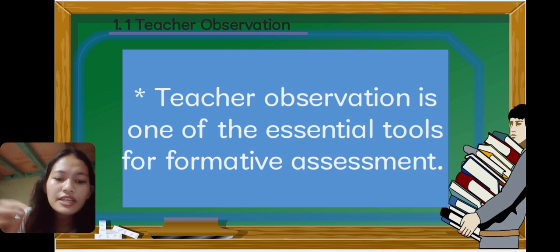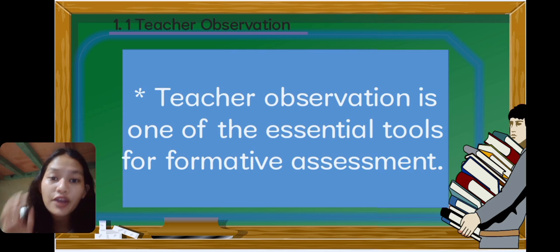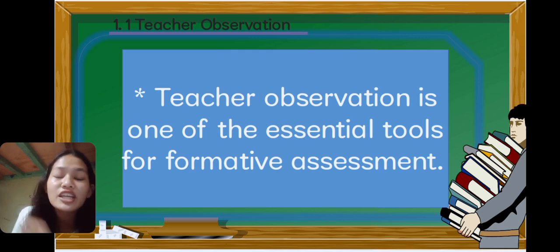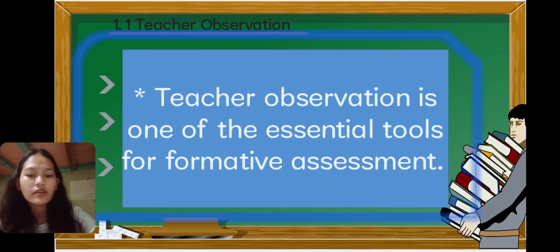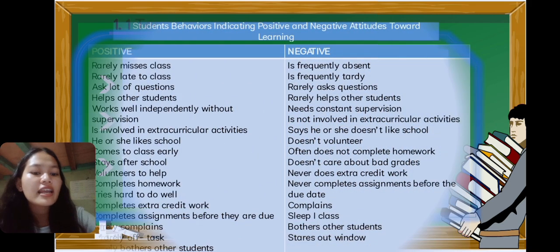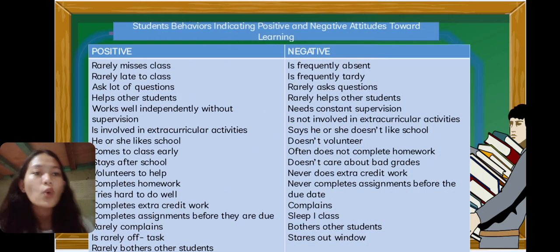We have to classify those and create a separate list of the positive students' behaviors and another list for the negative students' behaviors. I have here a table. Next na slide na ito, there is a table that will serve as the initial or starting point of what will be observed. Contained in the table below are some possible student behaviors indicating positive and negative attitudes towards learning.